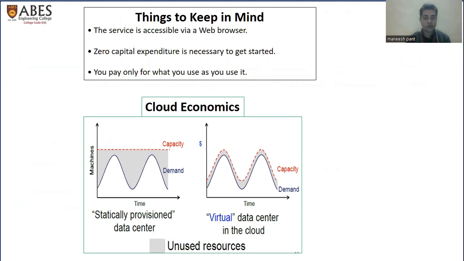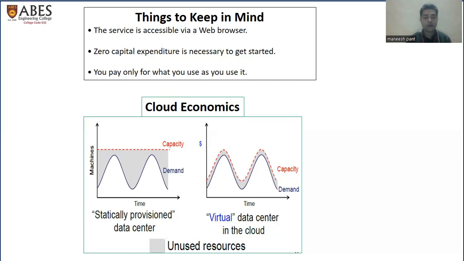If you want to get a look and feel of cloud, you can just log in into Amazon using your credit card or your debit card, and you can have a look and feel of the things, and you do not have to pay anything. You pay only for what you use as you use it. Okay. So if you are not using it, you will not be charged. If you use it, then only you will get charged.